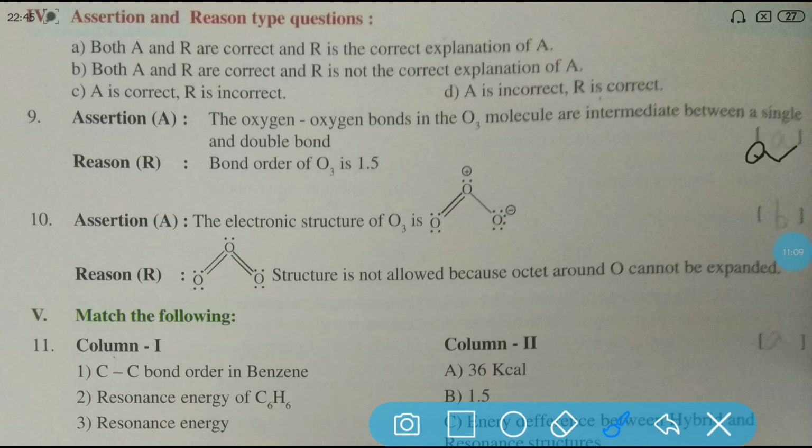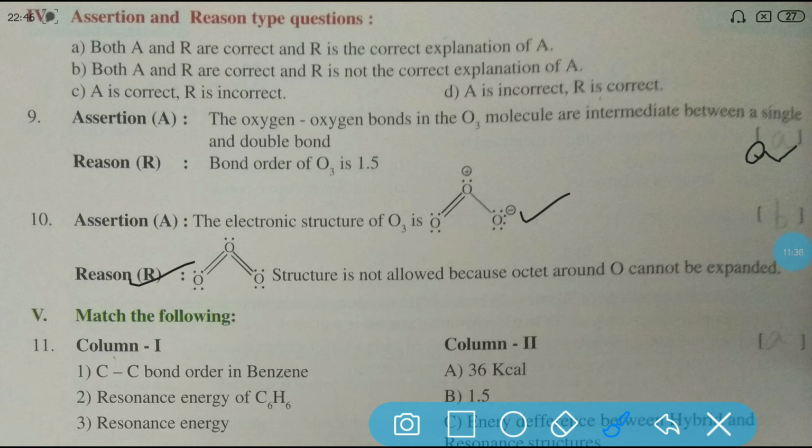Next, the 10th question, assertion A: The electronic structure of O3 is as shown. Just now I have shown that it is the correct electronic structure. Reason R: This structure is not allowed because the octet around O cannot be expanded. Yes, it is obviously correct because the octet around this O cannot be expanded. This is the wrong structure. Our statement is correct because it says it is not allowed, so it is a correct statement only.